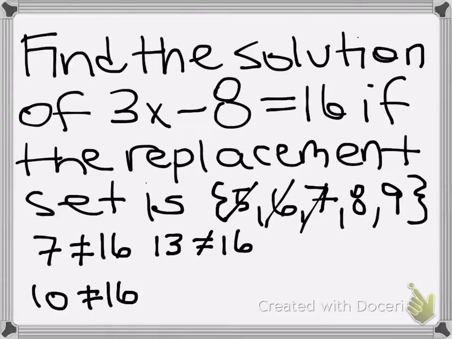Then we have 8. 8 times 3 is 24. 24 minus 8 is going to give me 16. So 16 does equal 16 here. So that means 8 is my solution, and I don't need to go any further because I already found my solution.